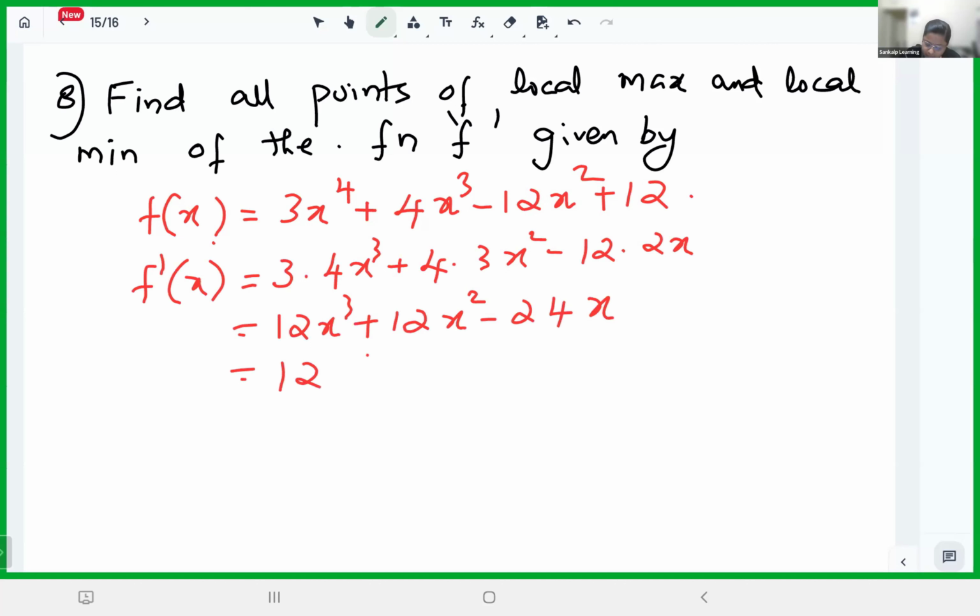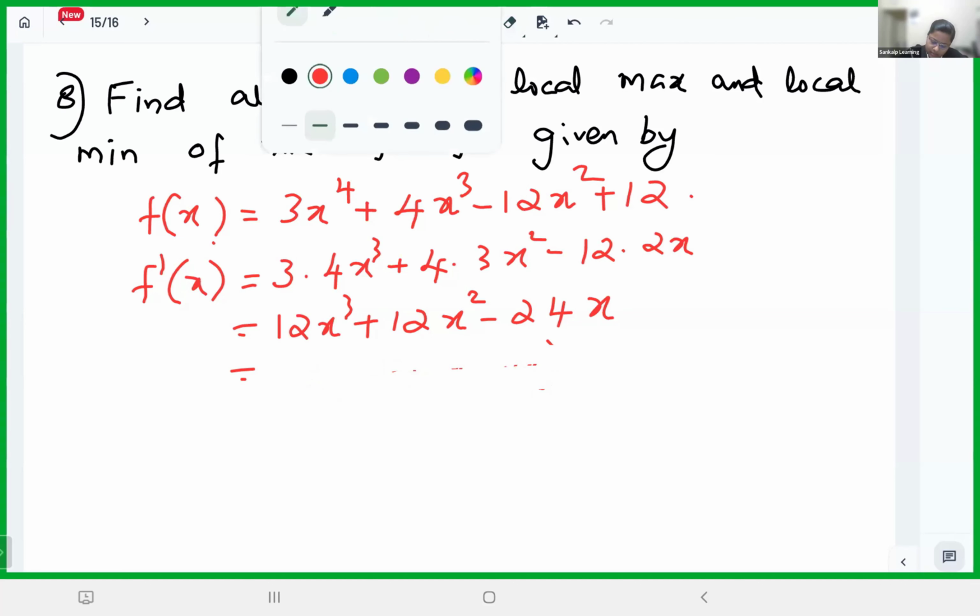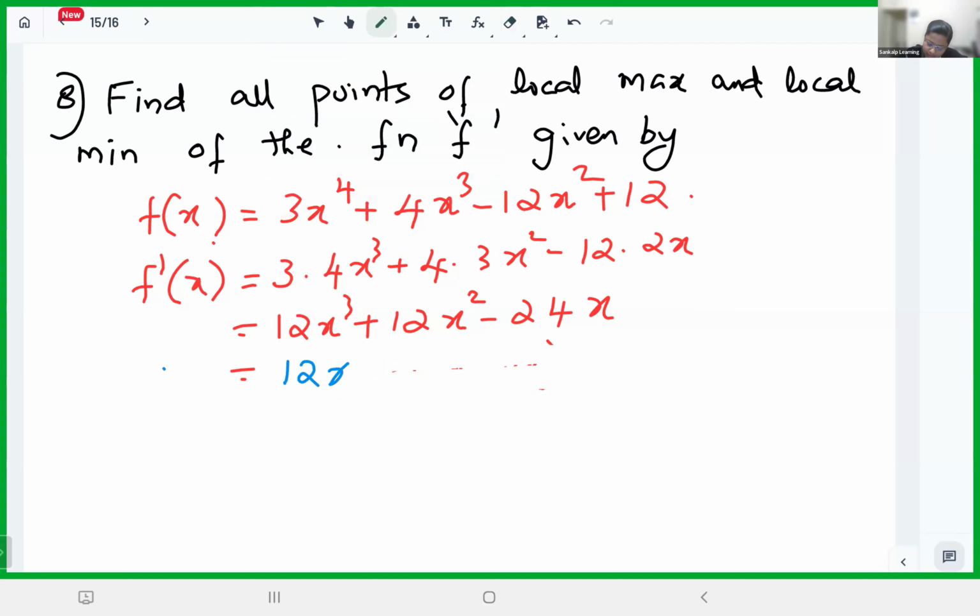Now you take 12 outside. Then what will happen? x cube plus x square minus 2x, right? 24 from 24, if you take 12, that is 2x, right? So this is our f dash of x. Now you can factorize this one. Actually, x is also common, right? So here, instead of taking 12 outside, you can take 12x. So if I take 12x, the remaining is x square plus x minus 2, isn't it?